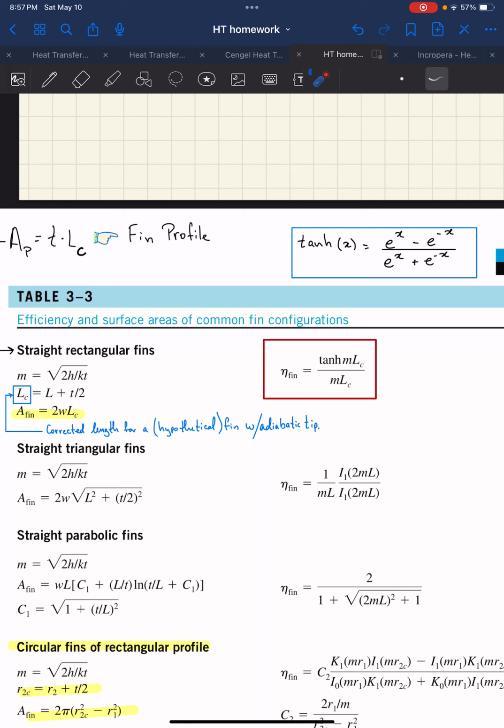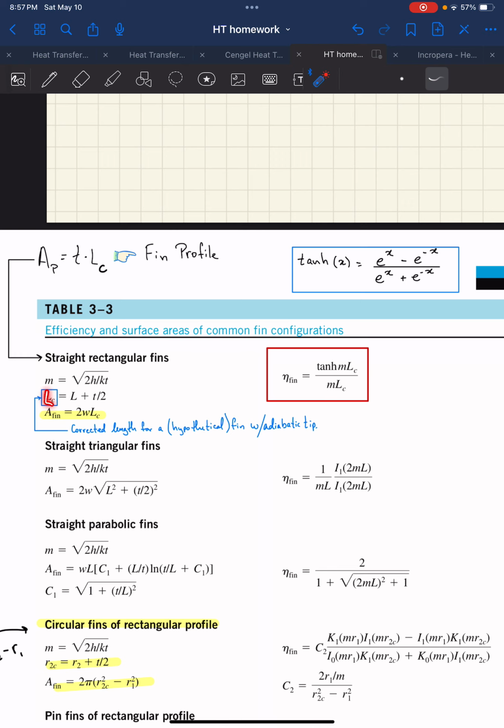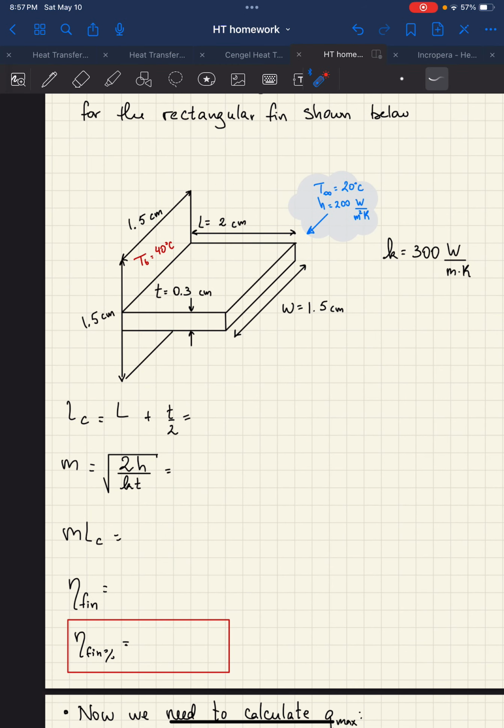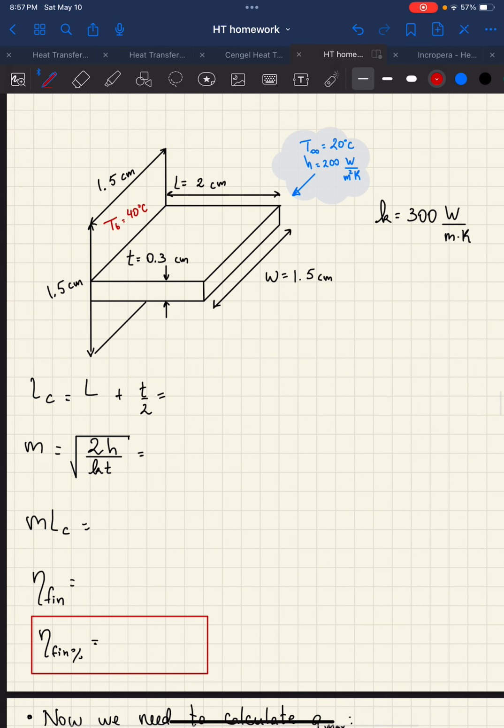I don't want to get too much into the derivation of this formula. It's quite complicated, but there are several ways that you can view fins. Depending on the type of calculation you're doing, one is more accurate than the other. For now, we're going to use the adiabatic tip version, which is the version used in this method. So we're going to need to find the corrected length and this constant m. It's really just following the procedure. The corrected length is basically the length of the fin plus the thickness of the fin divided by 2. So just, excuse me, plug and chug.